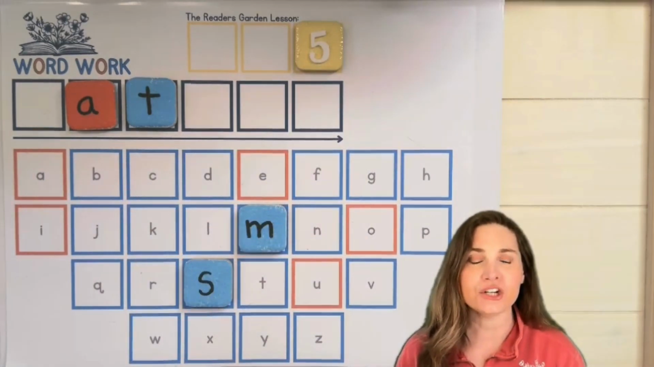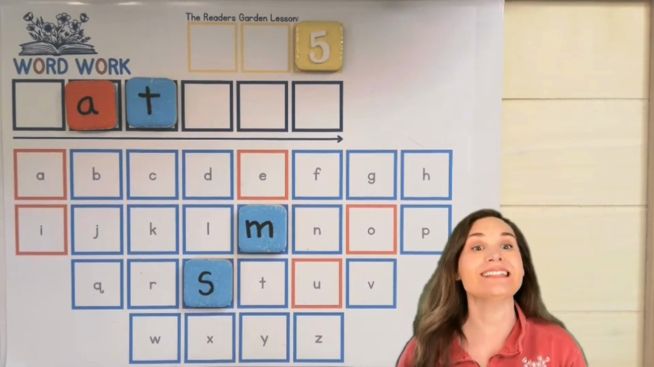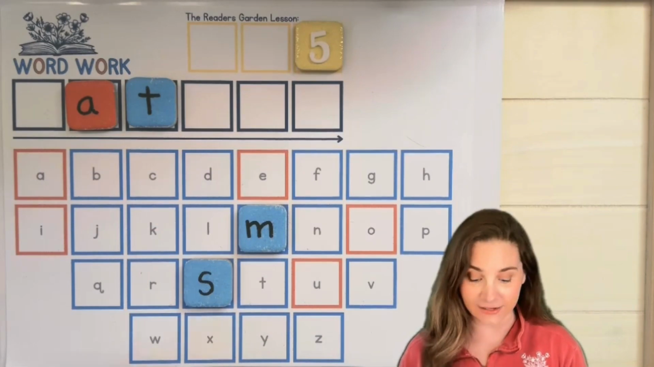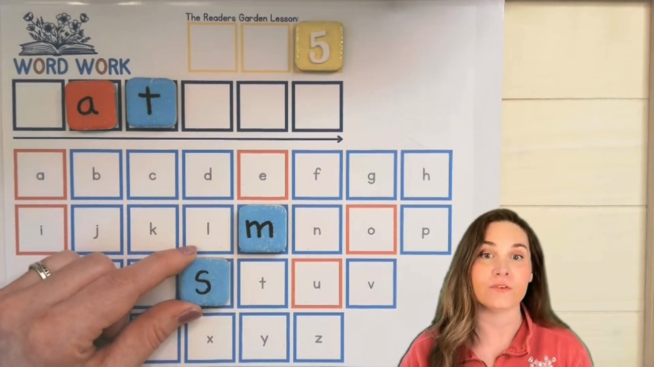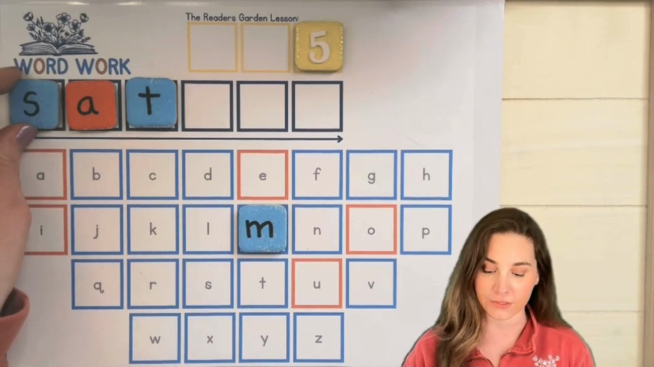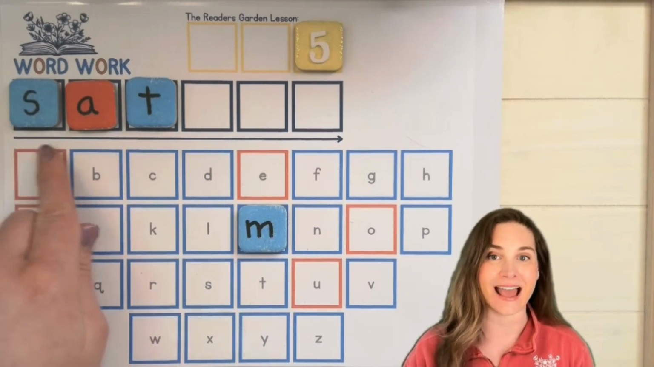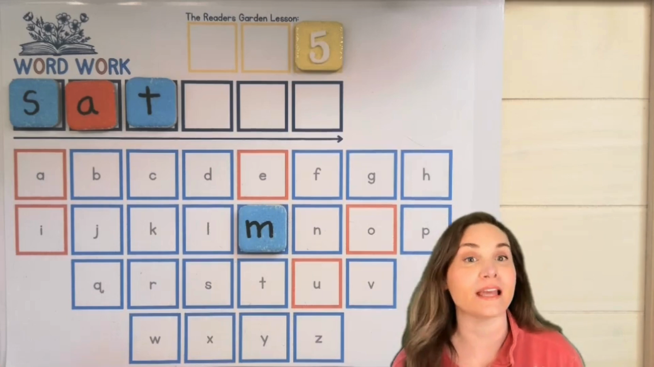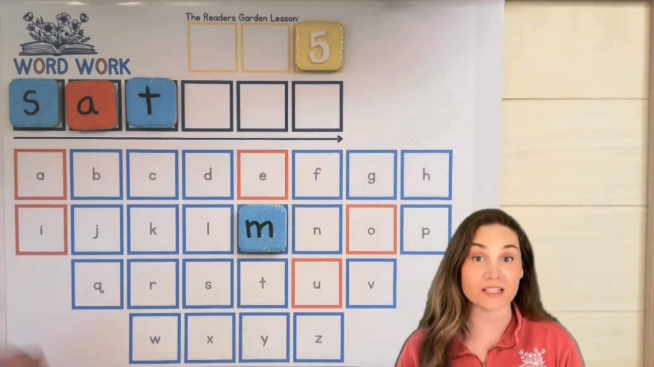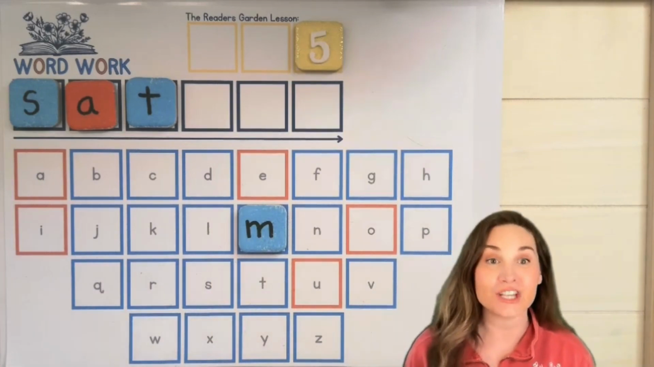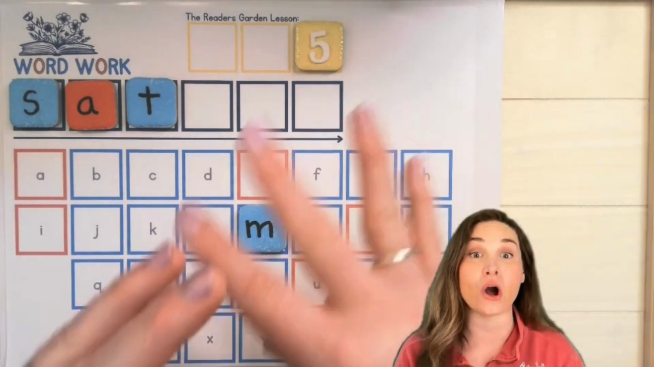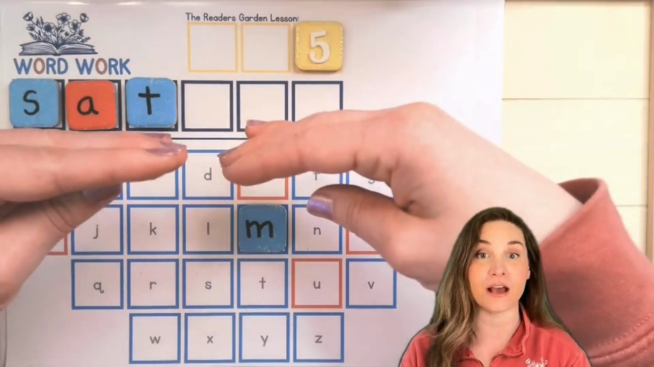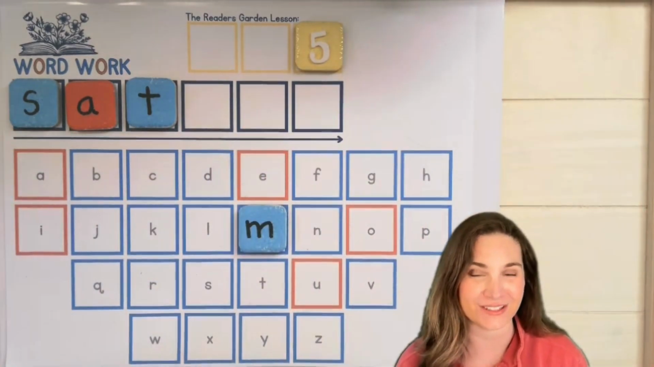Now, how would I turn at to sat? Oh, I'll take my S from down below and move it up top. And now I have sat. And this is how we will be playing with words through our word work, as we will be making words and changing words and moving our tiles all around from down here to up here to create lots of words.